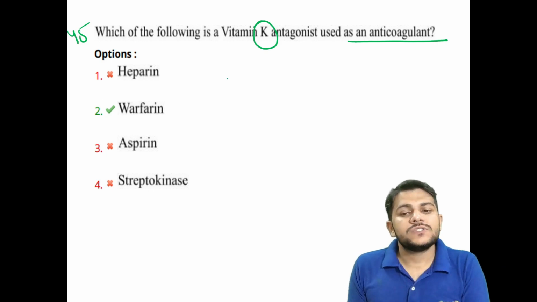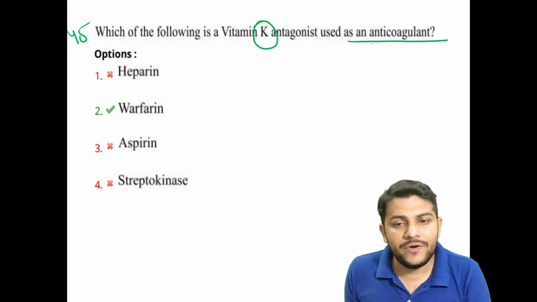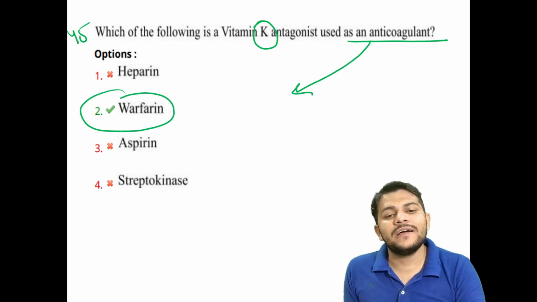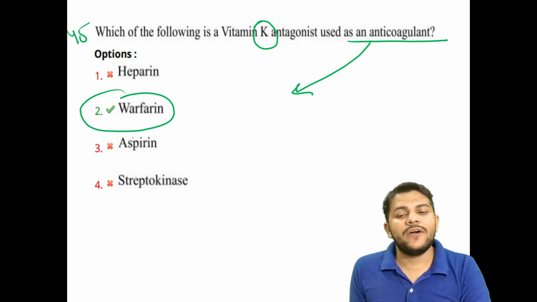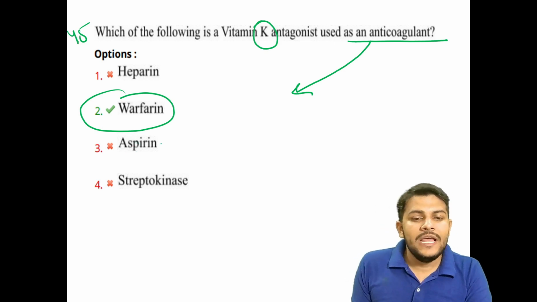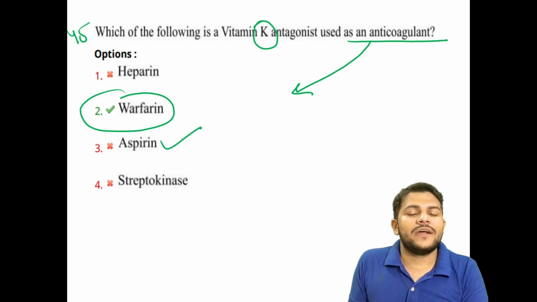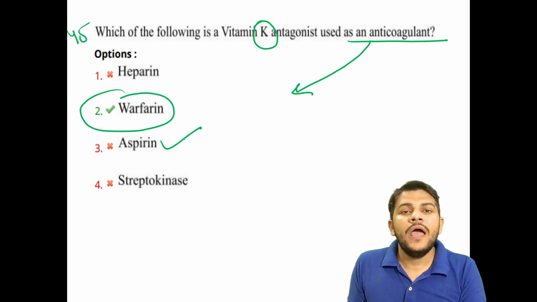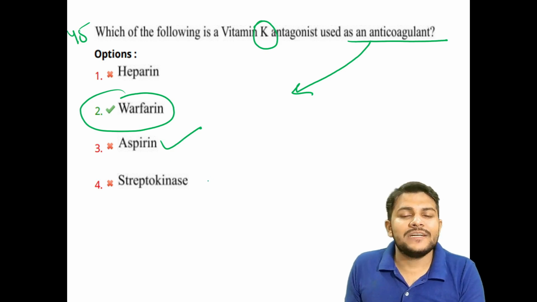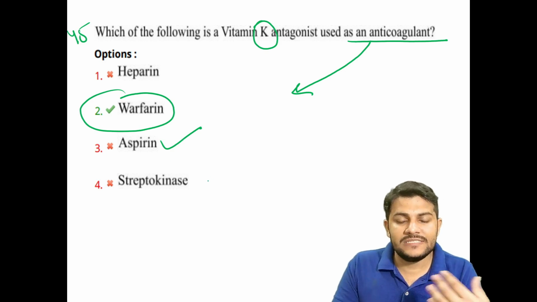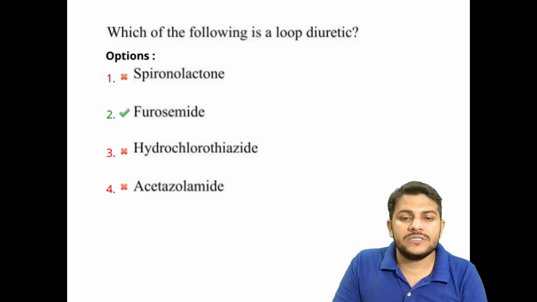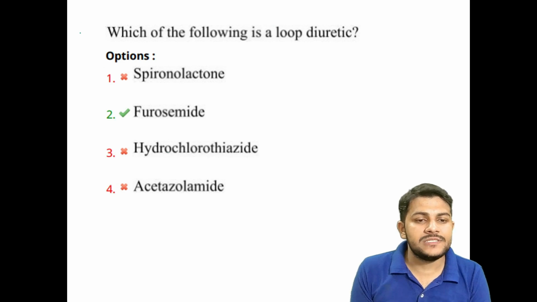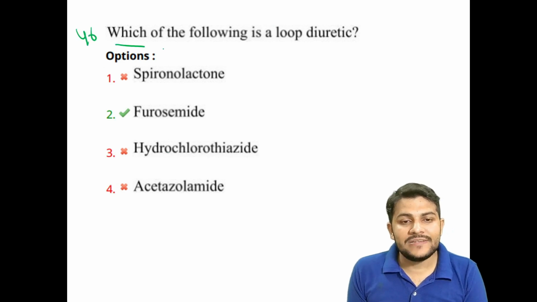Then we have the next question, question number 46. There is a question on loop diuretics: which of the following is a loop diuretic, with an option on the collecting duct. Basically, loop diuretics act on the loop of Henle. We have drugs like furosemide and torsemide that act on the loop of Henle. Next, hydrochlorothiazide is the thiazide category of drug. Acetazolamide is a carbonic anhydrase inhibitor, basically used in glaucoma and also in mountain sickness.